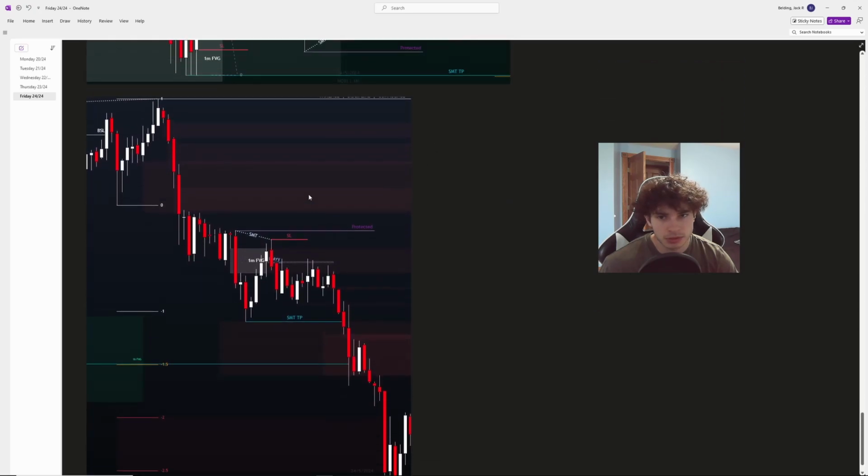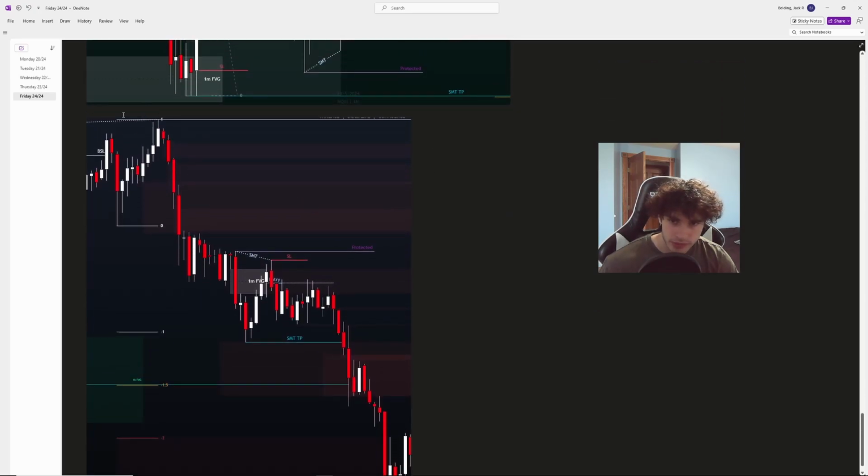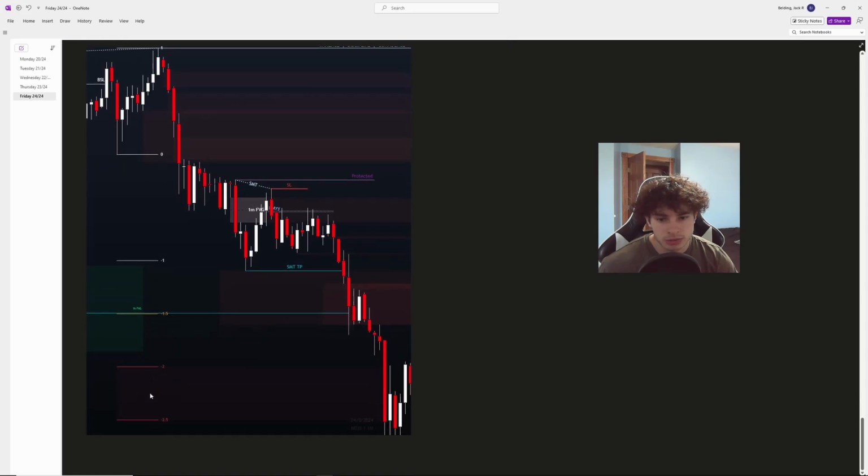And then last example here, you have a massive external SMT right here. Then you have manipulation after external buy side is taken. We go down on our way to 2.5.